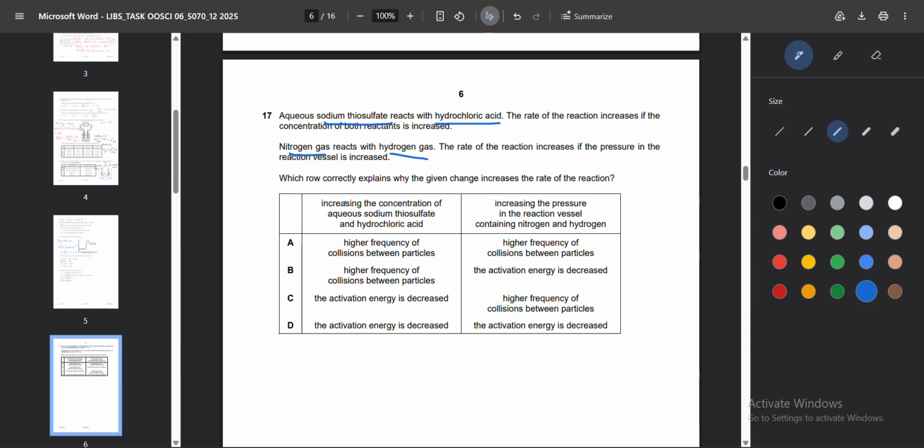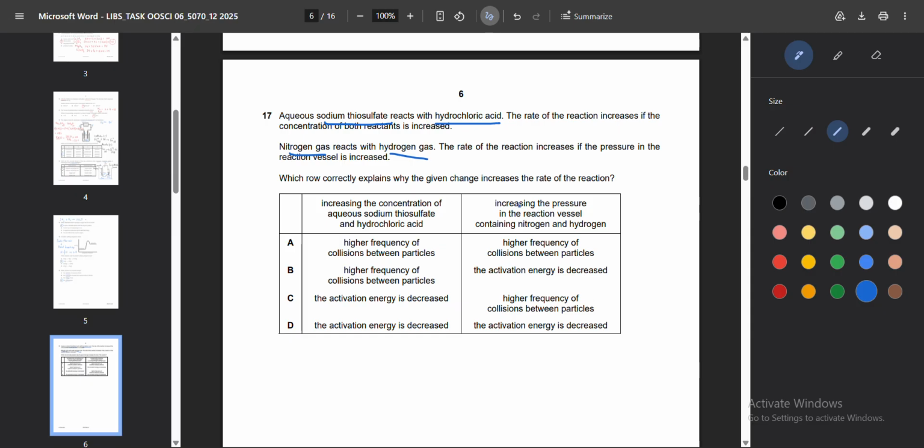Okay, so in column 1 it is written that increasing the concentration of aqueous sodium thiosulfate and hydrochloric acid. So what happens when you increase the concentration of the reactants? Yes, this one: a higher frequency of collisions between the particles takes place. So our correct answer could be A or B.